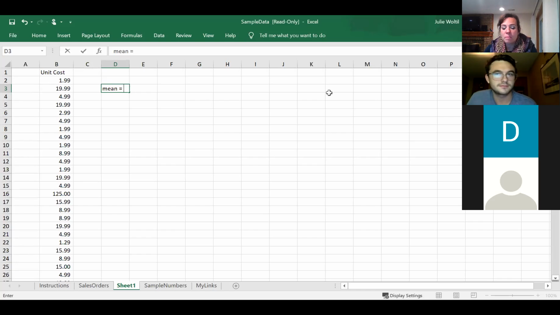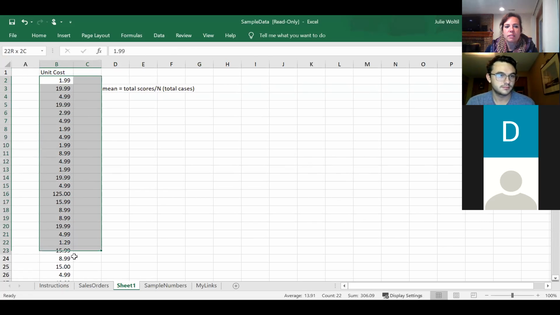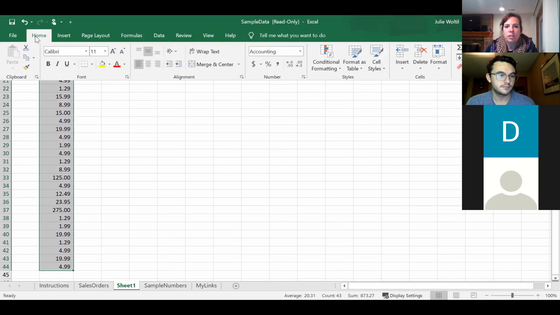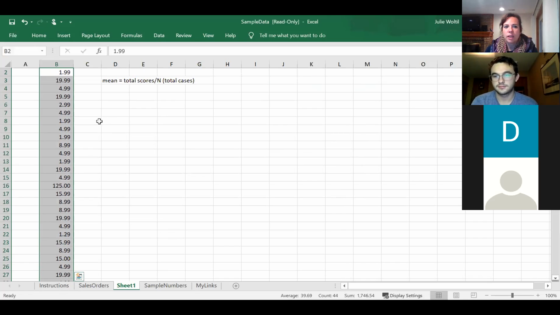But overall, the mean is the total scores divided by the total number of cases, by n, right? So that's total cases. As Kyle described, I've got a couple options. I can highlight all of these here, grab it, and go all the way down. Okay. I can go to Home, move our faces because they're constantly in the way, and go to auto sum.